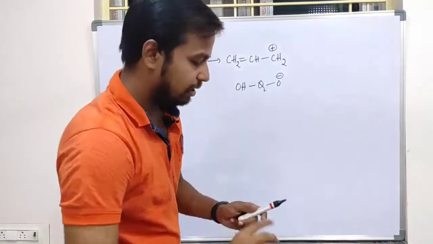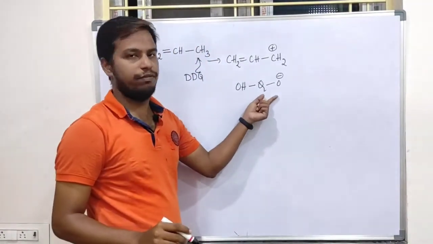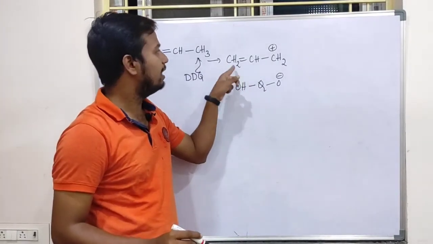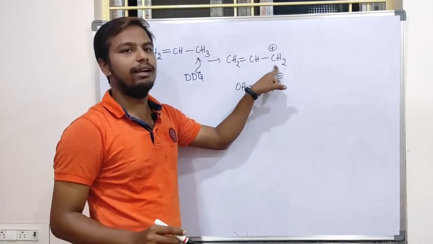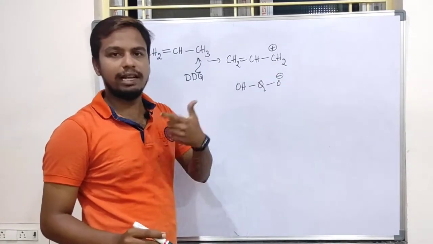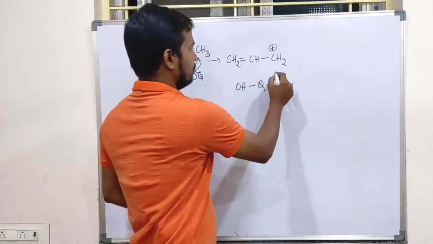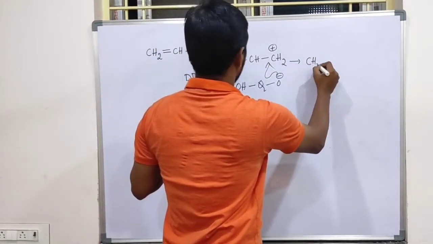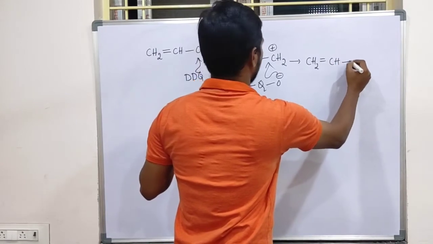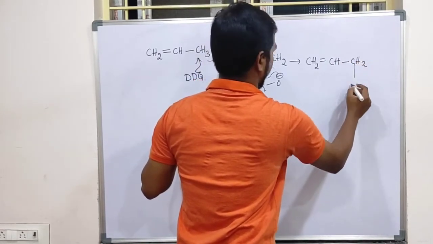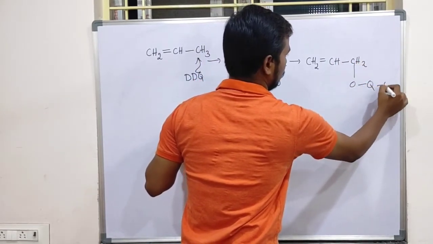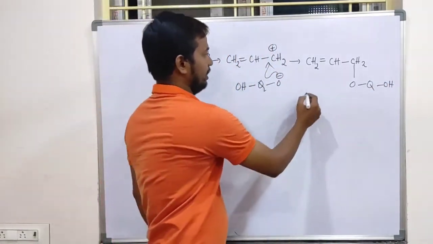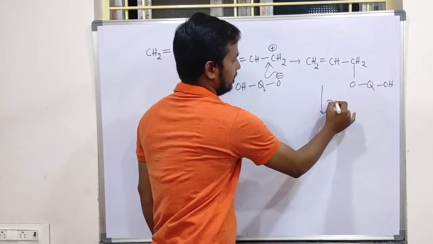So what happens? This O- acts as a weak nucleophile, and see, this is allyl carbocation. Allyl carbocation is stable as well as reactive too. So this weak nucleophile will attack here, resulting in the formation of CH2 double bond, CH bond, CH2 and OQOH. So I am adding 1 mole DDQ here.